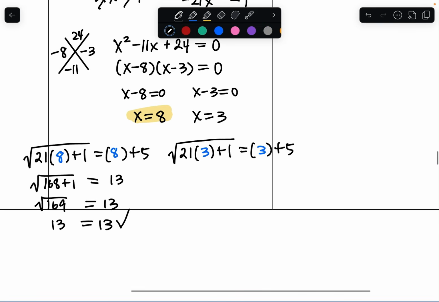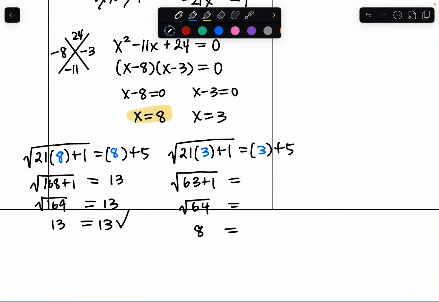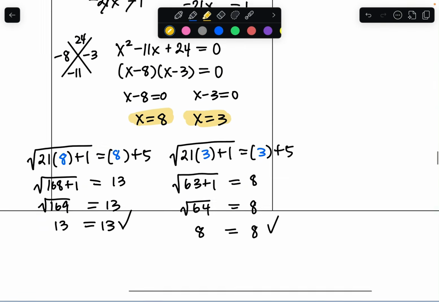On the left side, 21 times 3 is 63 plus the 1, which is square root of 64, which gives me 8. And then on the right side, I get 3 plus 5, which is also 8. And so x equals 3 is also one of our solutions.